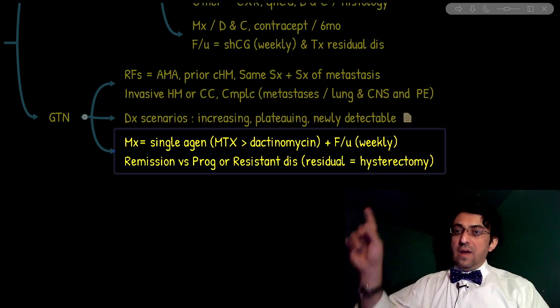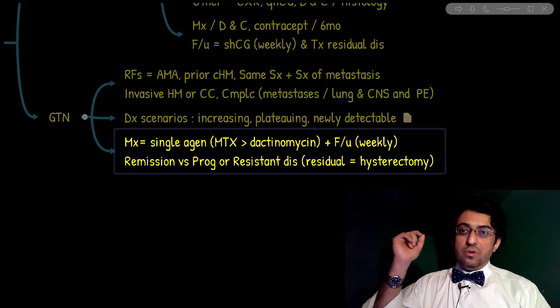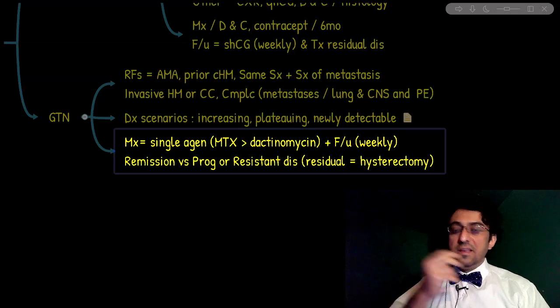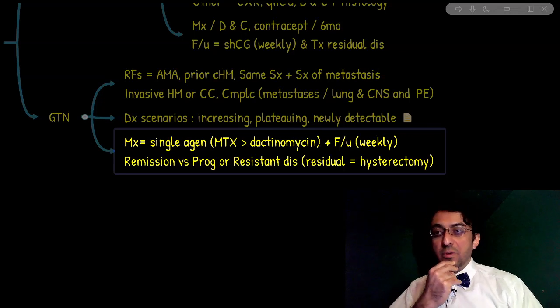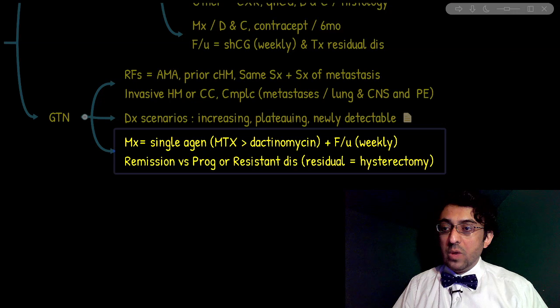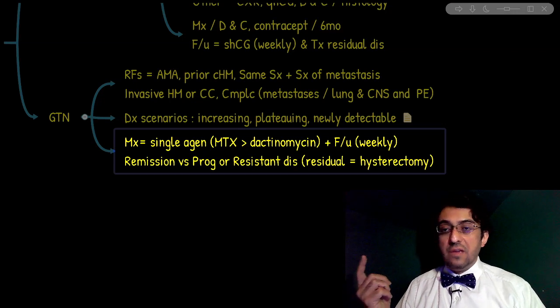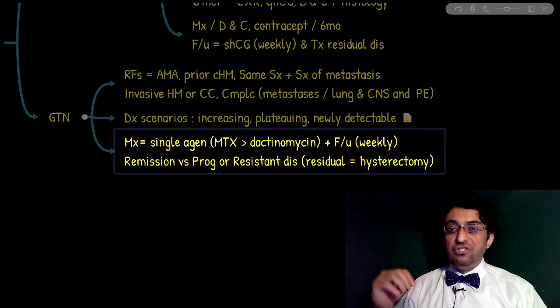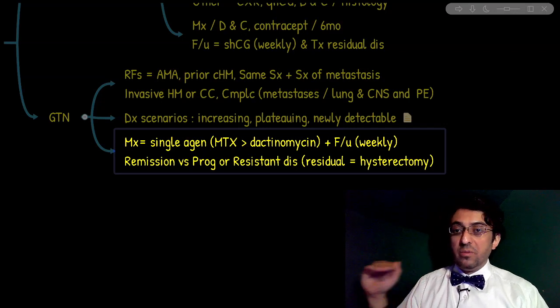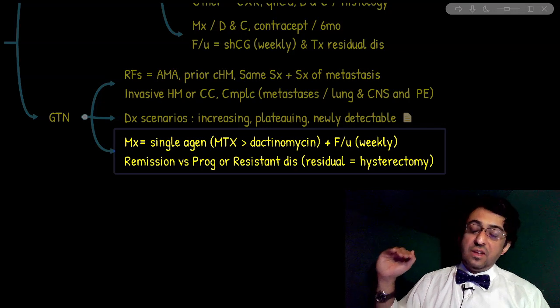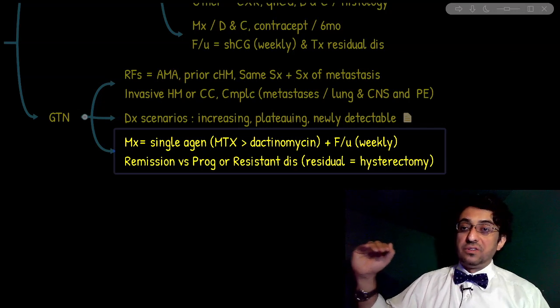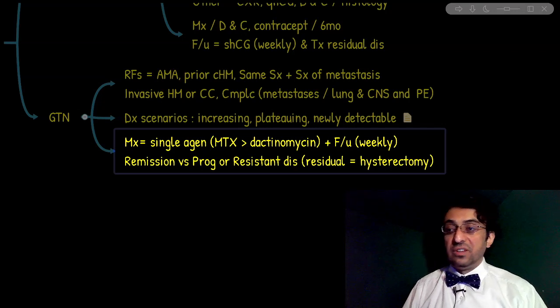Now, we described the follow-up for benign mole. What is the rule of follow-up for the neoplastic type mole? Well, we have 3 possible scenarios. Again, remission if the beta HCG reaches normal level for 3 consecutive weeks. We have progressive or resistant disease if the beta HCG levels are plateauing or increasing.